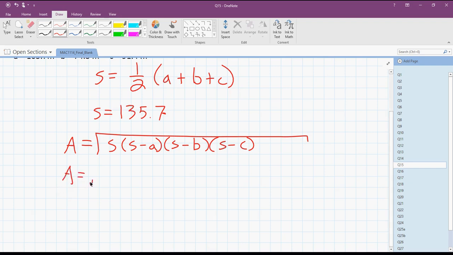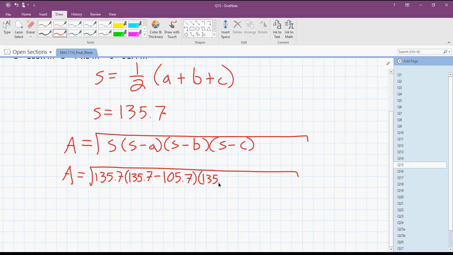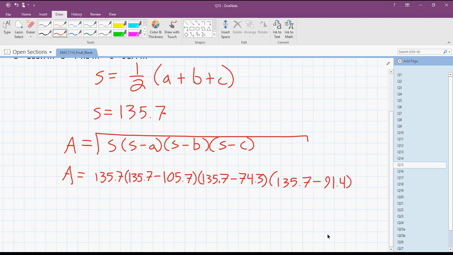So all we do is we plug in. So that would be 135.7 times 135.7 minus your A value, which was 105.7, times 135.7 minus your B value, which was 74.3. Let's write that a little bit better. And then we're going to subtract off 135.7 minus your C value, which was 91.4. Once we get that number, we take the square root of it.